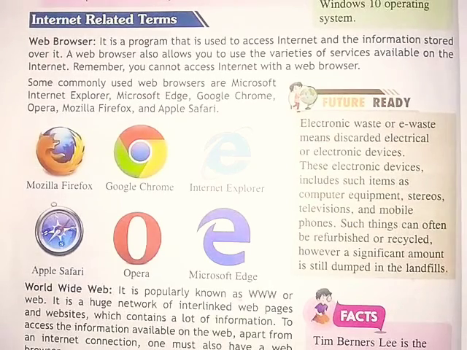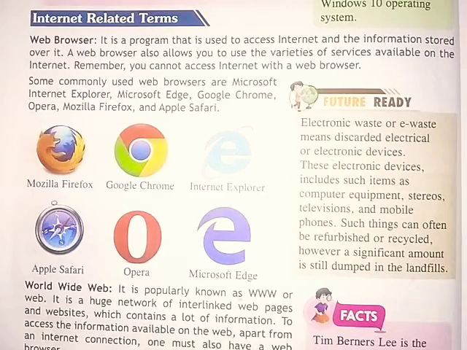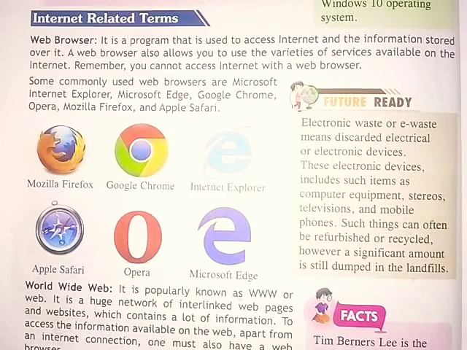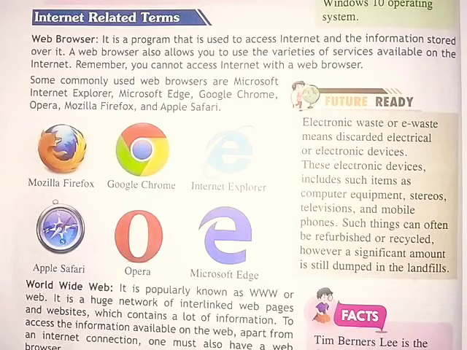Electronic waste or e-waste means discarded electrical or electronic devices. These electronic devices include such items as computer equipment, stereos, televisions, and mobile phones. Such things can often be refurbished or recycled. However, a significant amount is still dumped in the landfills.